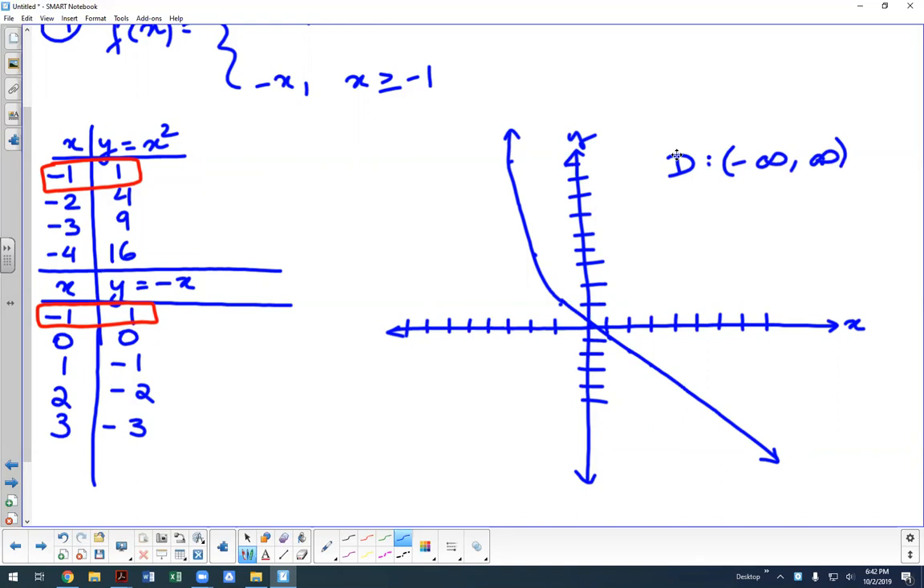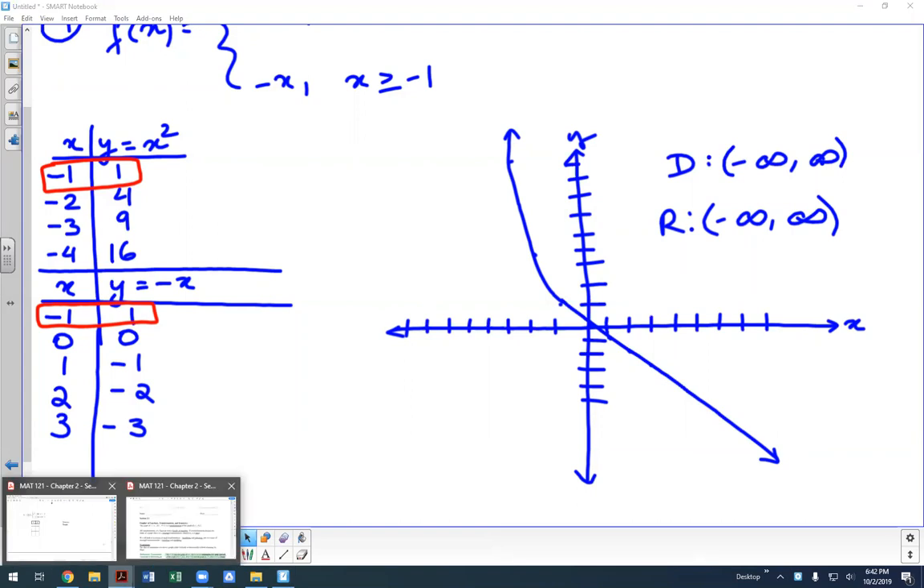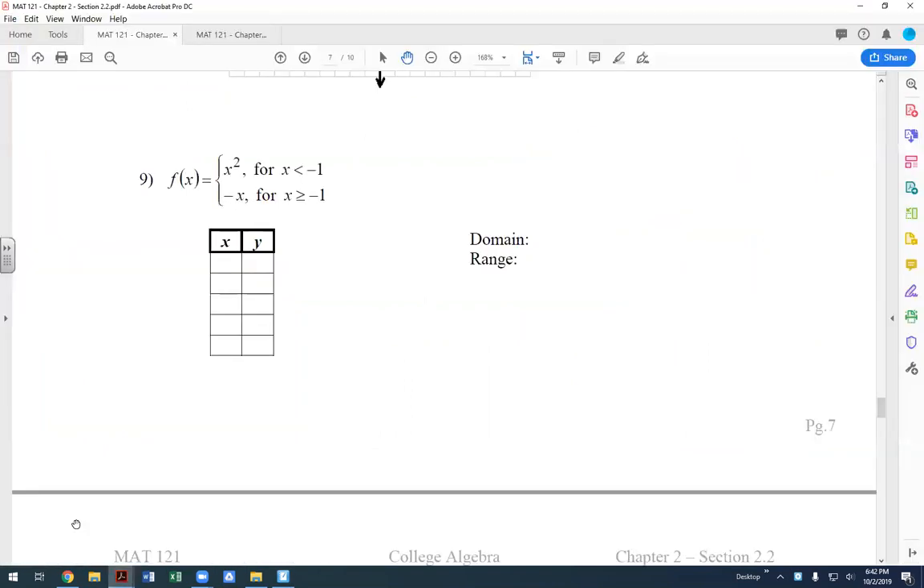And what can you say about the range? It is the same thing, yeah. Because obviously it's going up, it's going down. They're going to cover the entire x and y values. So for both domain and range, you're looking from negative to positive infinity. Any questions on that one?